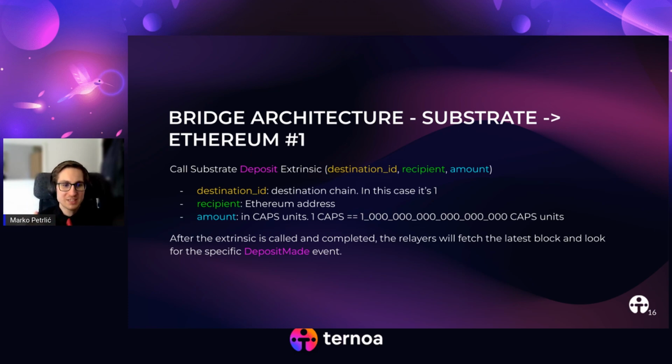Now, let's look at the opposite example. We're going from Substrate to Ethereum. It's super similar. The names of the extrinsics or functions are kind of the same. So now, on the Substrate side, from the code's perspective, you will call the deposit extrinsic. You will pass the same parameters. So the destination ID in this case is 1 for Ethereum. The recipient needs to be in the Ethereum address format, and of course the caps or the amount needs to be in units. So like I said before, if you're sending 1 caps, you'll write 1 with 18 zeros.